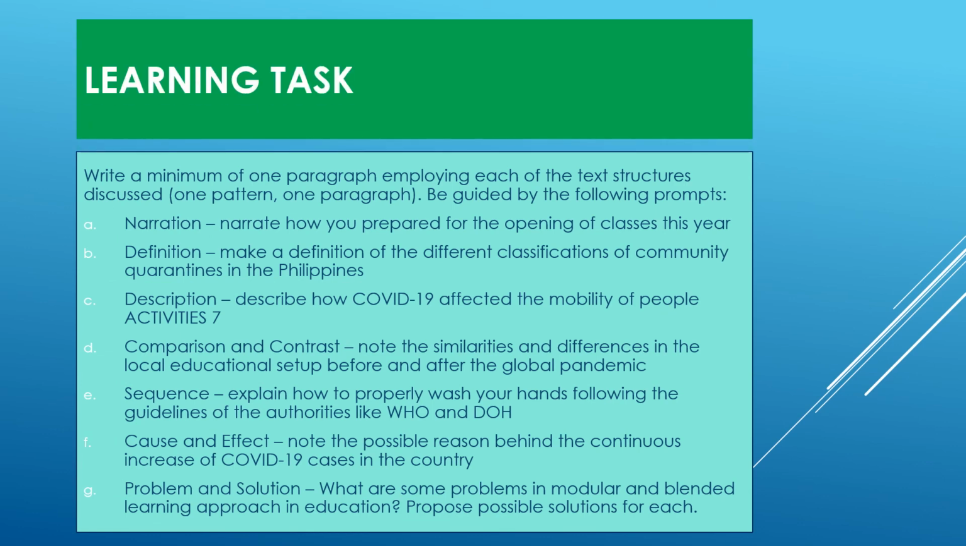Now for your learning task, write a minimum of one paragraph employing each of the text structures discussed. One pattern, one paragraph. Be guided by the following prompts. For narration, narrate how you prepared for the opening of classes this year. For definition, make a definition of the different classifications of community quarantine in the Philippines. For description, describe how COVID-19 affected the mobility of people's activities.